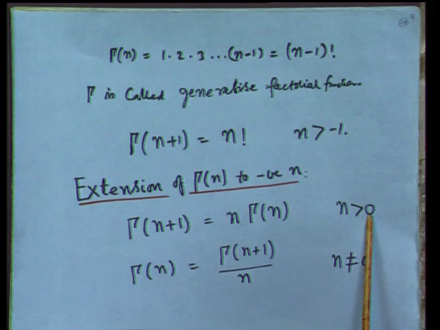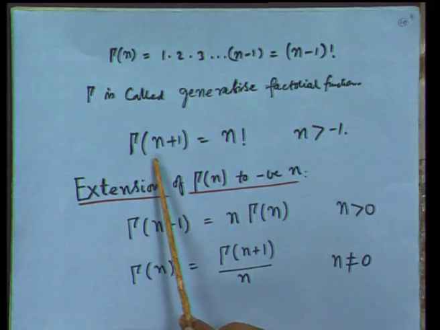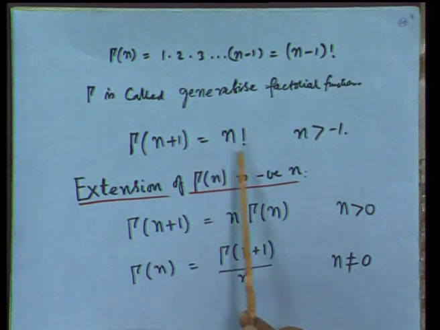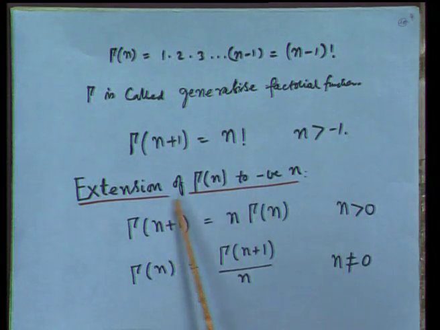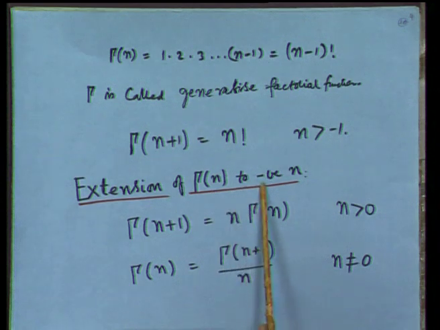Initially, we started with the definition of the gamma function with n greater than 0. However, based on the relationship gamma of n plus 1 is equal to n times gamma n, you can extend the values of gamma for negative values of n.